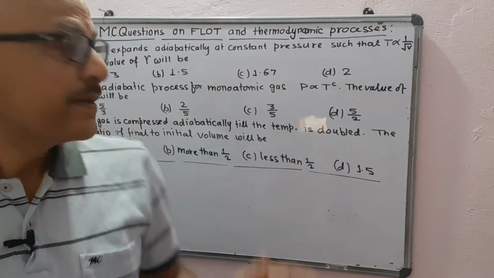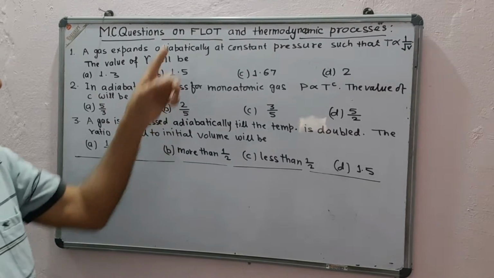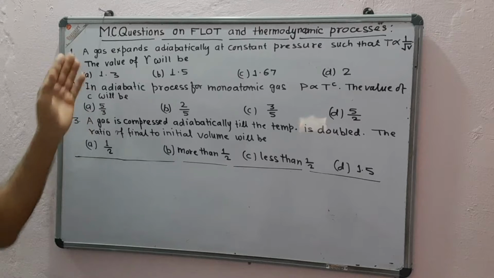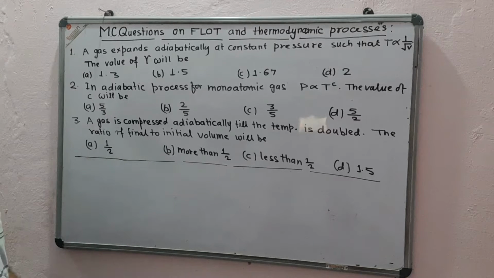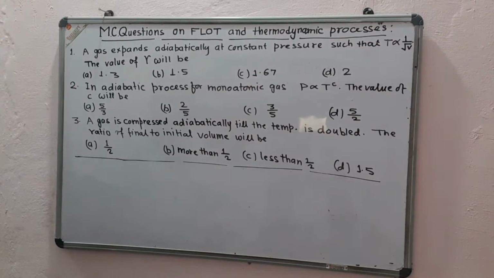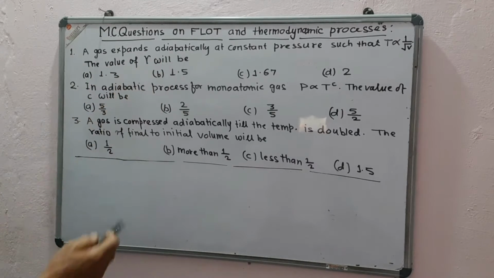Friends, today we discuss some multiple-choice questions based on the first law of thermodynamics and thermodynamic processes. The first question is: a gas expands adiabatically at constant pressure such that T is inversely proportional to root V. Then the value of gamma will be.